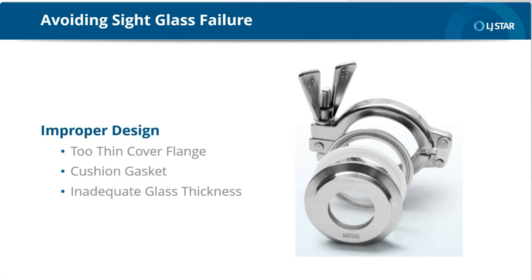Cushion gaskets are an important part of the design as well. A cushion gasket that's too soft or too thick is a problem. It doesn't provide proper support and can put a bending load and tensile stress on the surface of the glass. The last design issue is inadequate glass thickness: incorrect coefficient, improper formula, or miscalculated unsupported glass diameter. The internal pressure may exceed maximum pressure capability.